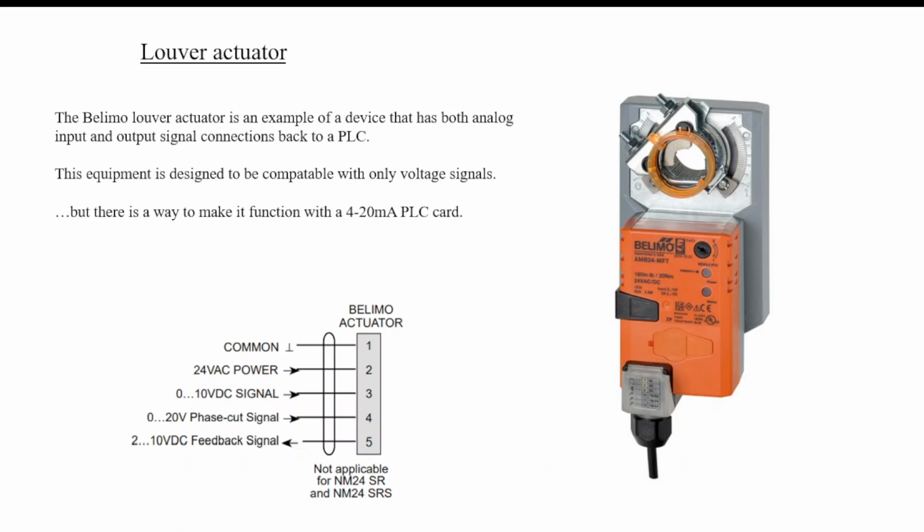Another example is louver actuators. So this is a Belimo, which is the brand name of most of the bright orange colored louver actuators. Louver actuators are slow-moving geared motors that will then turn a rod, which then moves or actuates louvers for air movement in an air system.